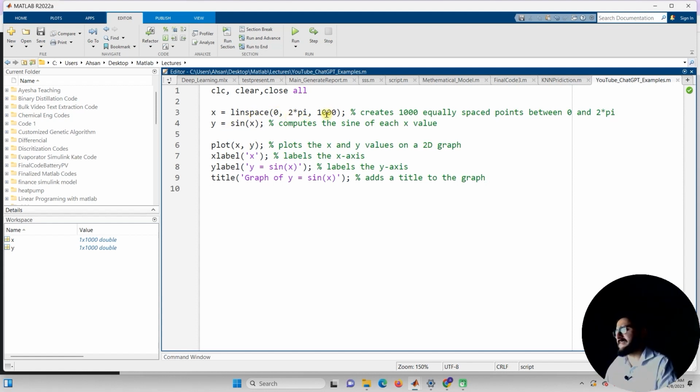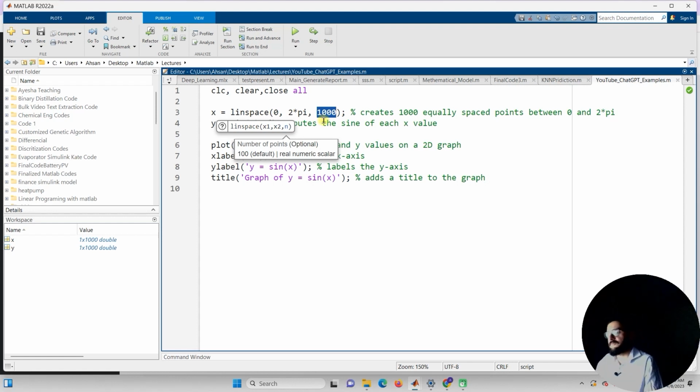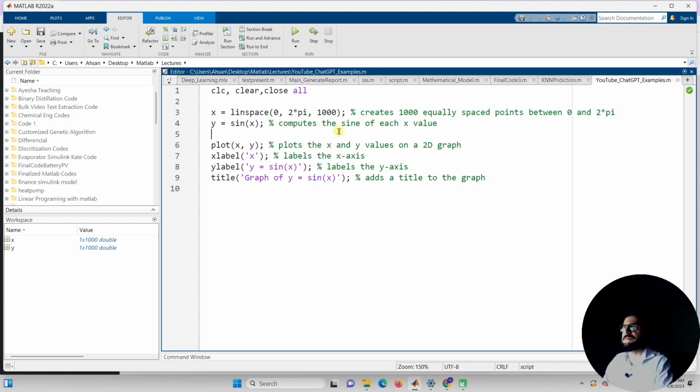Okay, so linspace is basically a command that is used to generate numbers between the two maximum and minimum. This is the starting point, this is the ending point, and these are the number of points that we want to generate within those points. So linspace does that.